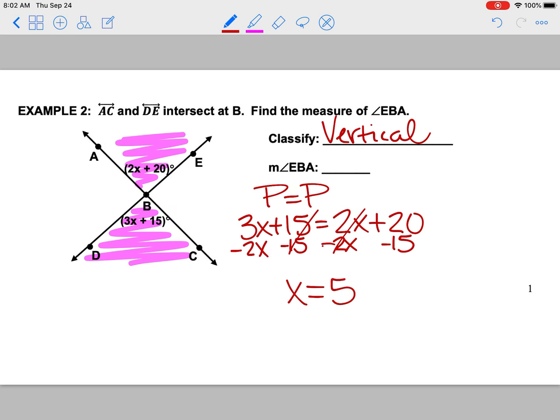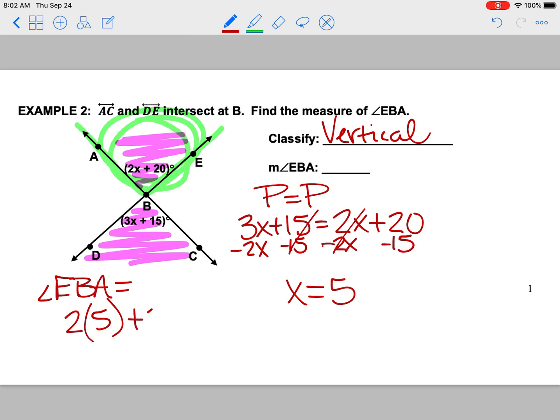Now, the question doesn't say find x. It says find the measure of angle EBA. So if we go up here and highlight EBA, they're talking about this angle right here. So we can take our x and plug it in to angle EBA. So we know 2 times x, we know x is now 5, so substitute that in, plus 20, so 2 times 5 is 10, plus 20 is 30 degrees.